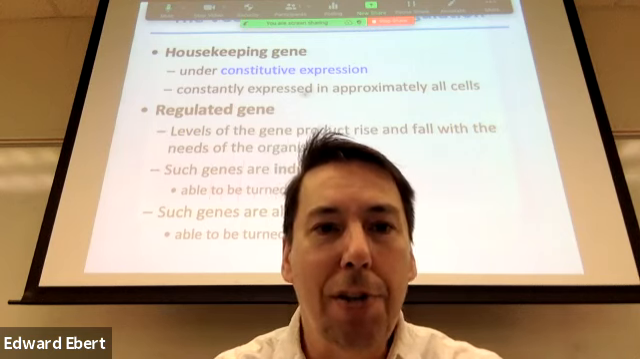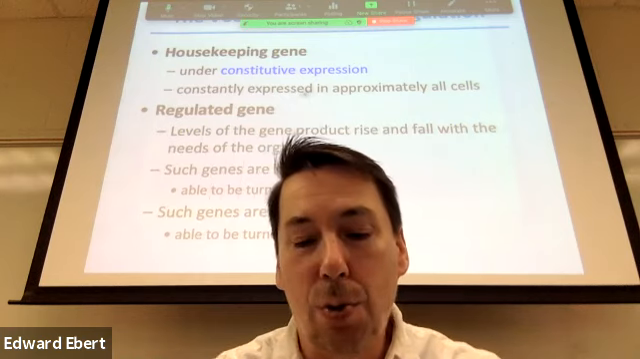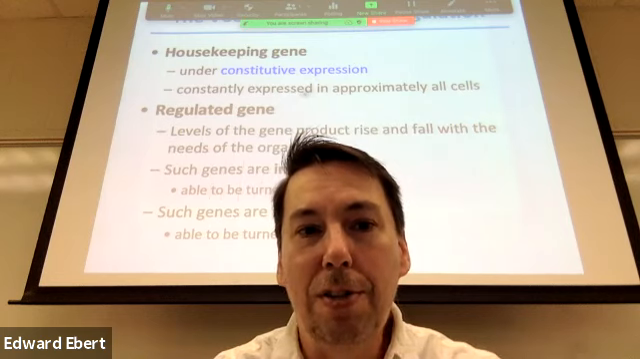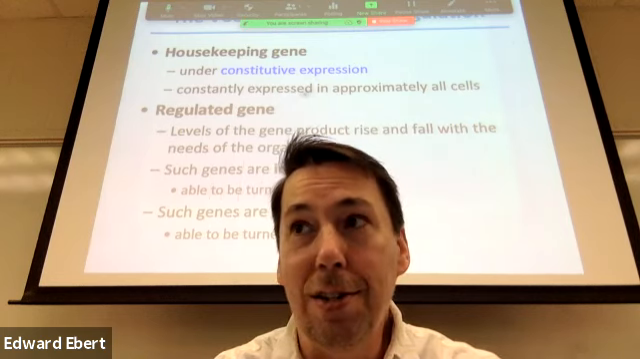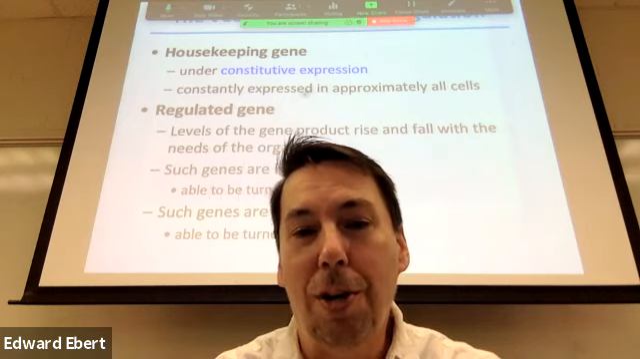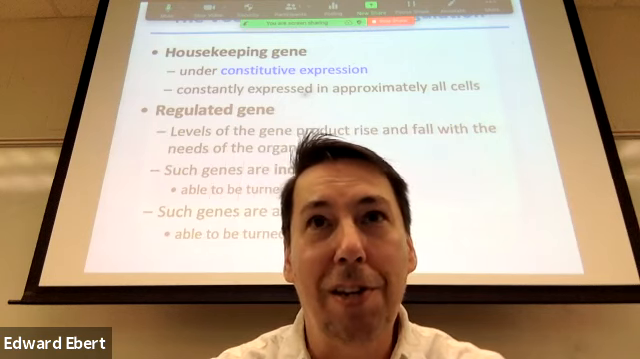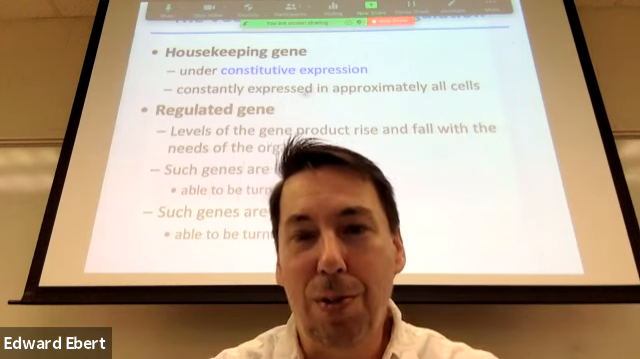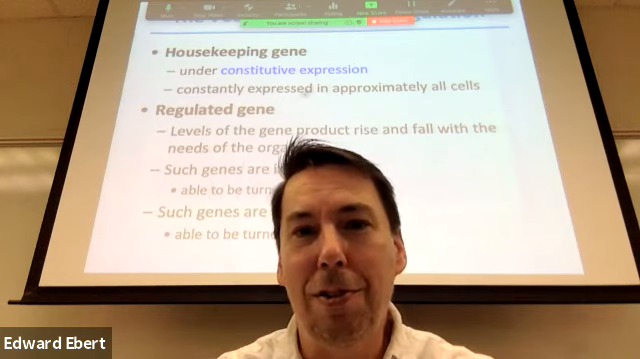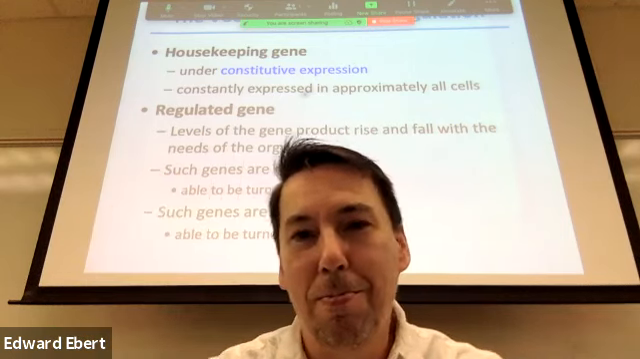Regulated genes, you're going to see the levels of that gene rise and fall as the organism experiences different needs. So we can call these genes inducible because we can turn them on, and we can call them repressible because we can turn them off. So inducible, repressible, same thing. They can be regulated. It's just one is by turning them on and one is by turning them off. I like to think of the dimmer switch for the lights, which we don't have in this building anywhere, but you can turn up the brightness, you can turn down the brightness.